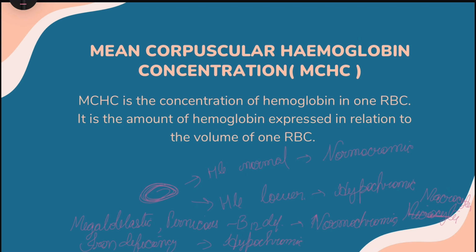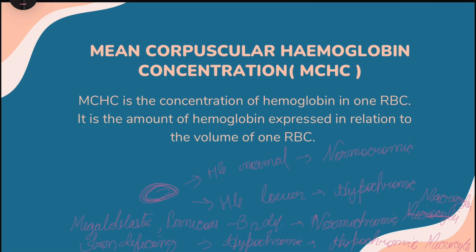And in iron deficiency, it will be hypochromic, and at the same time, it will be microcytic. So, the simple thing: in megaloblastic anemia, it will be normochromic, and it is generally called macrocytic normochromic, and in iron deficiency, it will be called microcytic hypochromic.